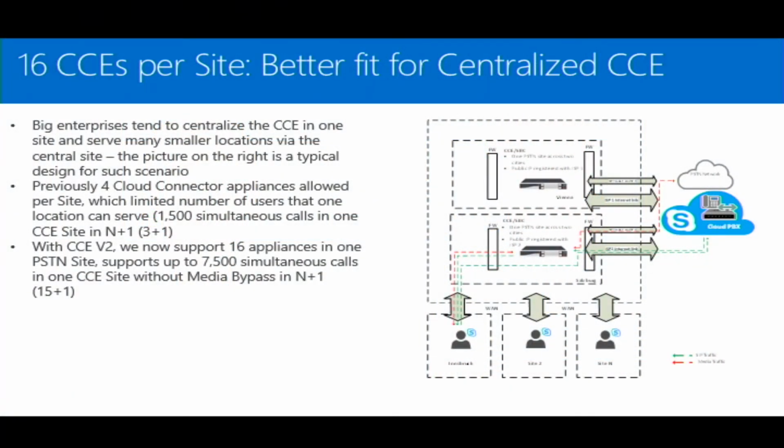Again, the old media flows will still work, so your system still works, but media bypass needs the client to be able to directly talk to the CCE. So depending on how your centralized CCE is set up, you can media bypass that way, or there's other ways you can do it. But my point is that both media bypass and 16 CCEs per site kind of work together to make the centralized CCE concept a little bit more robust.